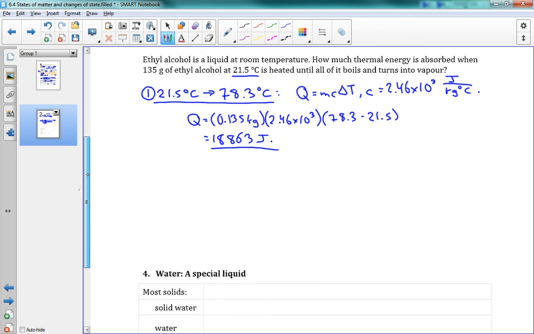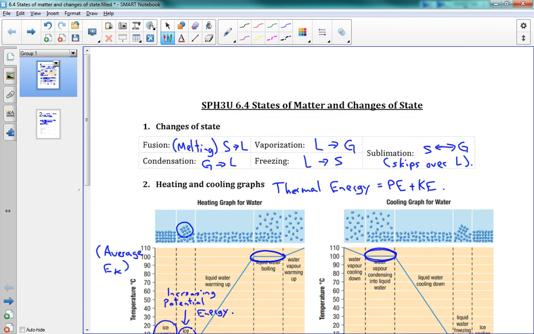That's step 1. So again, this is how much thermal energy it takes to heat it up that much. Step 2, now we're going to go from a liquid up to a gas. So this is our step 2, and for this we have Q is equal to mLV. And we look up the LV for this substance. It's on the previous page.